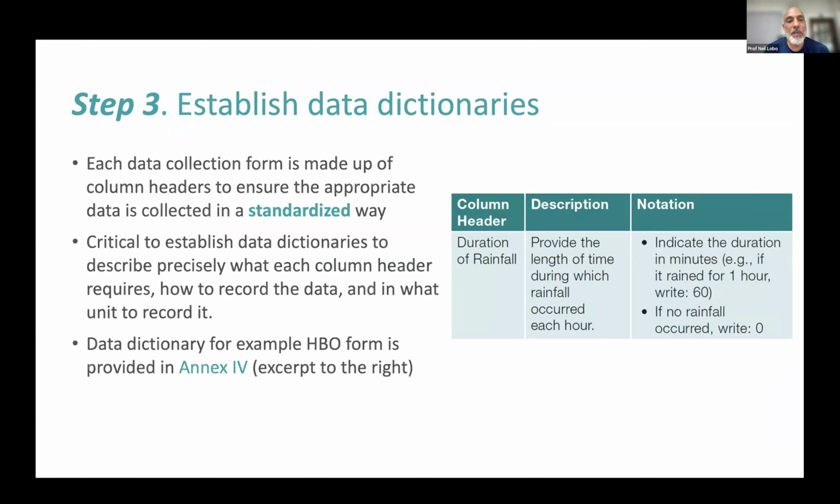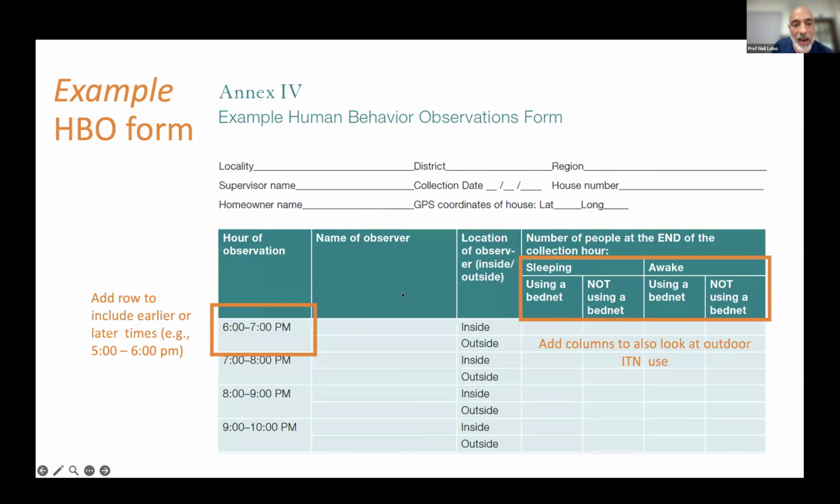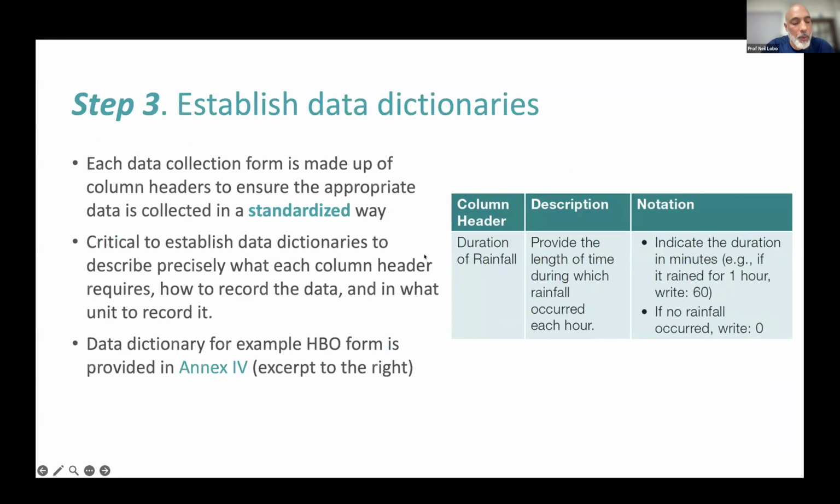Each data collection form is made up of column headers, right? The column headers, if you look in the previous form, are the hour of observation, the name of the observer, and so on, right? If you ask 5 people to make up the same form, the 5 people individually will make up 5 completely different forms. And they will name the column headers completely differently, right? The human biting rate might be HBR, might be mosquitoes per person per hour. It could be many things. So you want to do this in a standardized way.